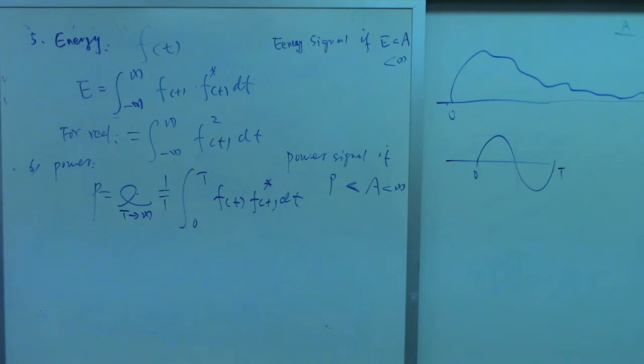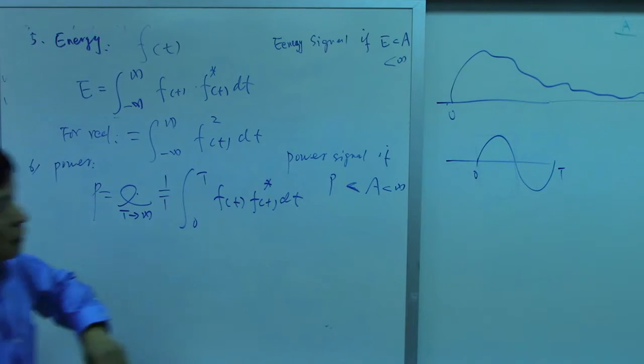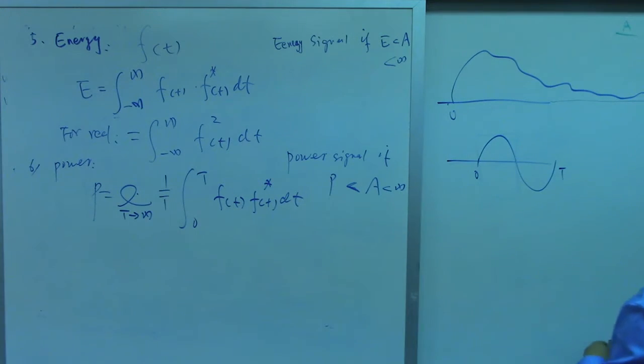For example, if you have a time-limited signal, like this, if your signal goes to 0 at some time, no matter how long, then we can do the integration. The energy can be very large, it can be 1 million, 1 billion, but it's always bounded, because we stop at some time.